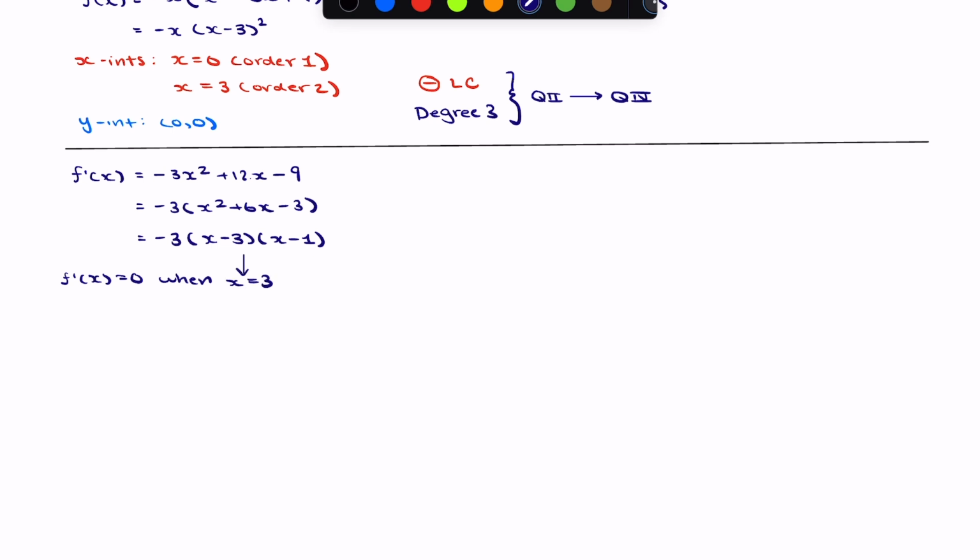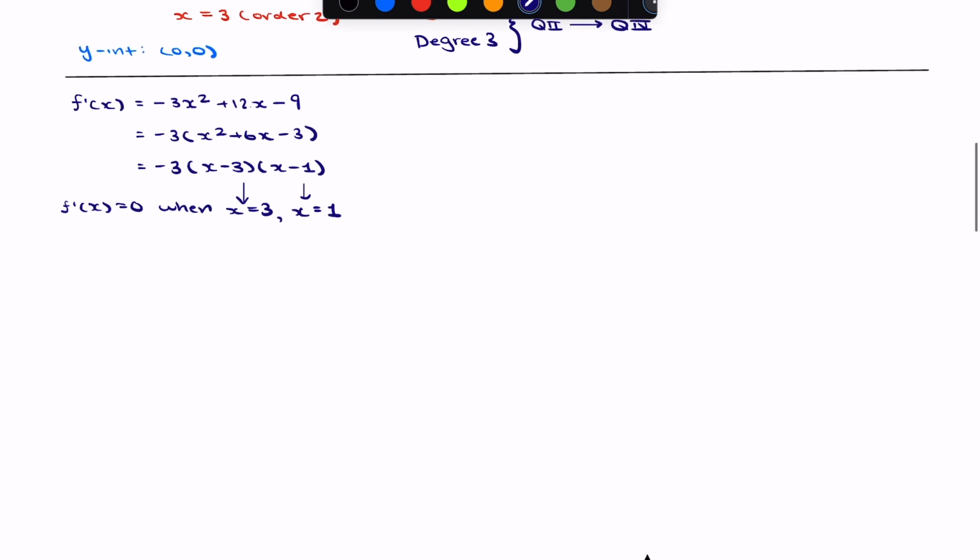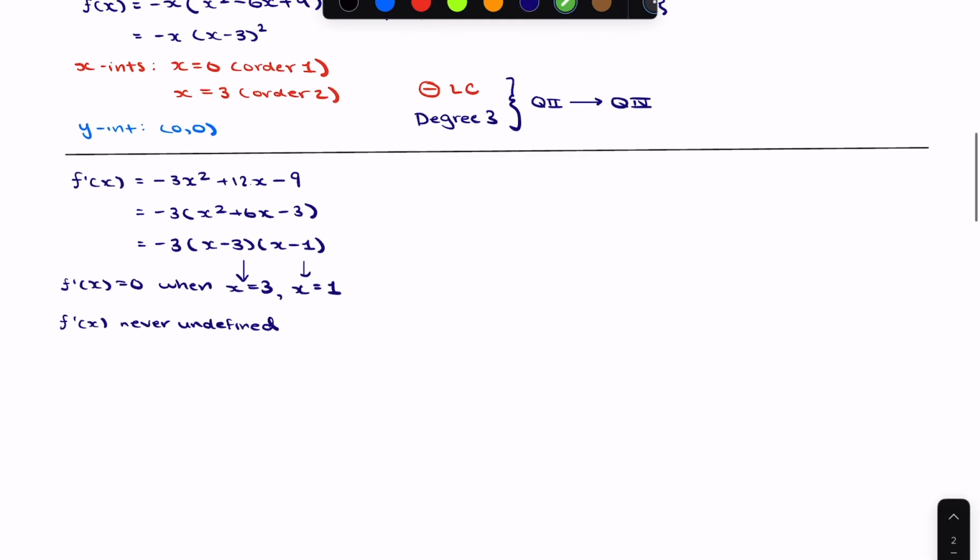And so here we see again that f prime of x is equal to 0 when x is equal to 3 and x is equal to 1. And f prime of x here is never undefined. Okay, so now we'll draw our number line on our chart. So we'll go from again, negative infinity to positive infinity, and we'll place our critical points on it as well. So negative infinity to 1, 1 to 3, and 3 to positive infinity.